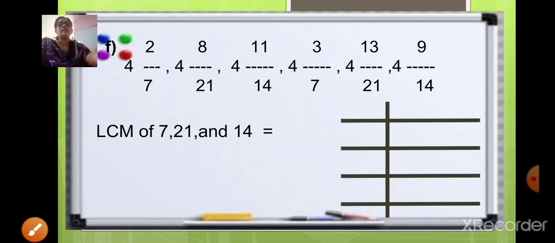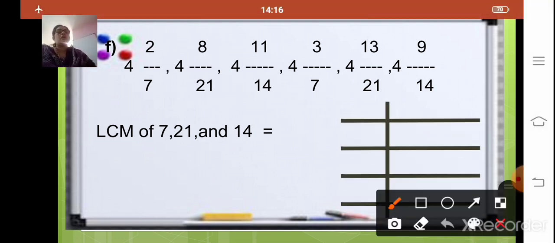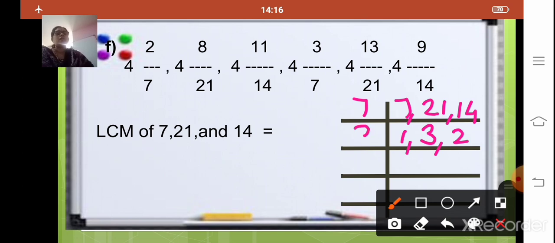So let us take the LCM of 7, 21 and 14. All the three numbers are divisible by 7. 7 ones are 7, 7 threes are 21, 7 twos are 14. We'll take the numbers 1, 3, 2. 3 ones are 3. 2 will remain as it is, it is not divisible, so you will take 2. All the numbers will be 1.